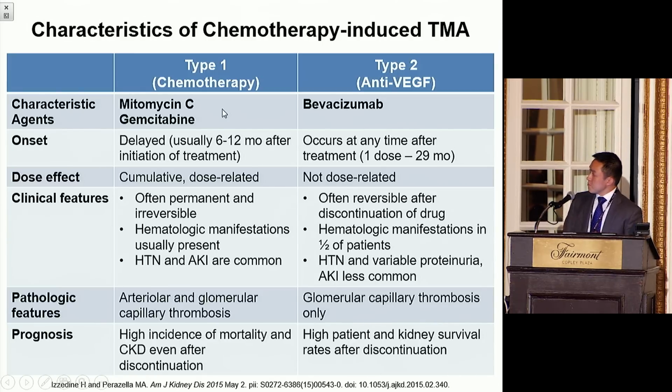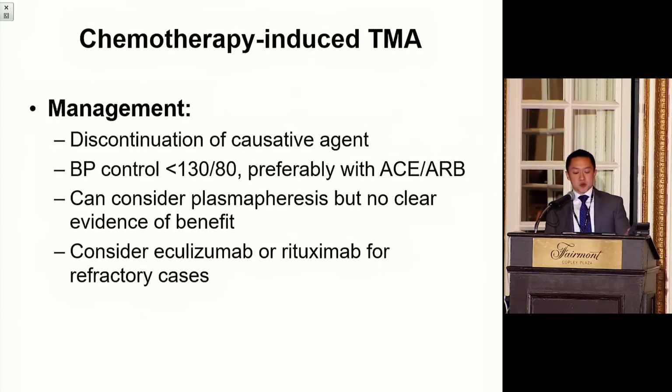So what do we do for these patients? Well, the most important thing is to stop the causative agent if we can identify one. You want to control their blood pressure, preferably with an ACE inhibitor or an ARB if they have proteinuria. There's really no evidence that the use of plasmapheresis is of any benefit to these patients. And there are a few select case reports showing that patients with refractory TMA, even after you stop the drug, might benefit from eculizumab or rituximab, but there are no large prospective studies looking at these therapies.